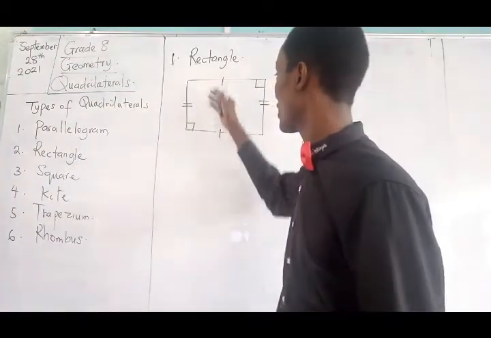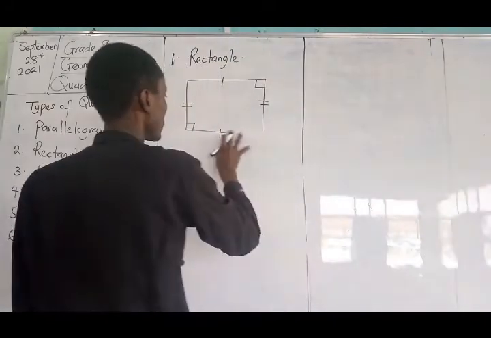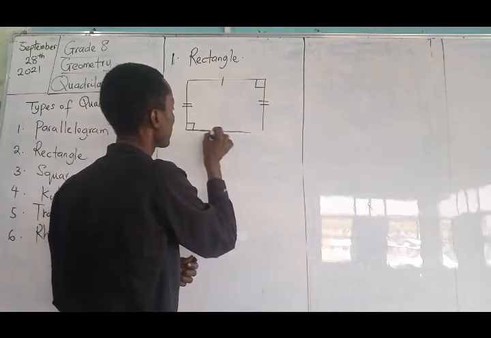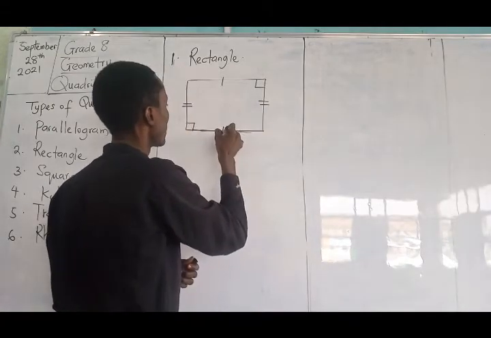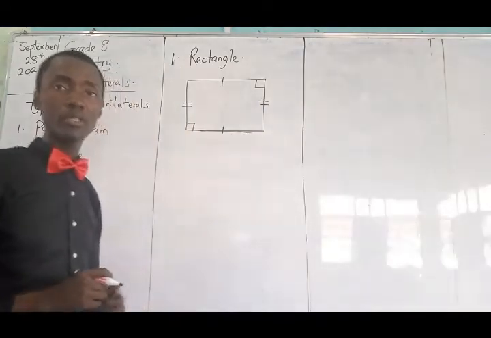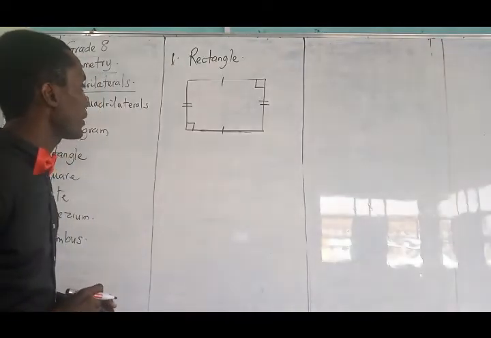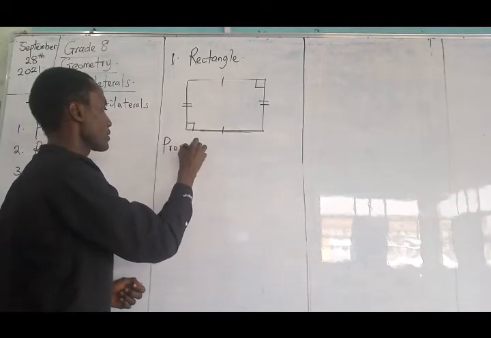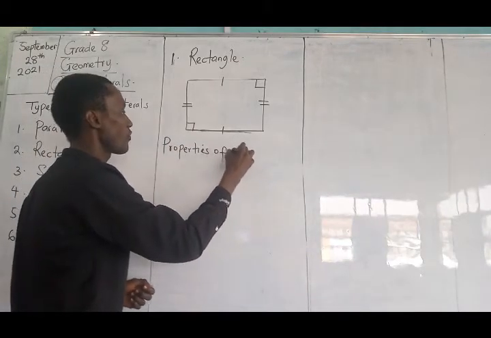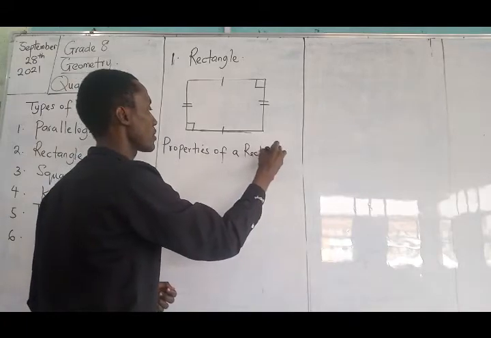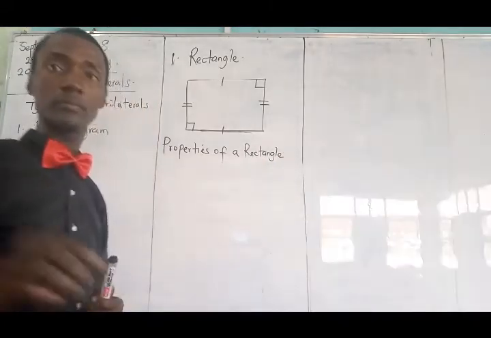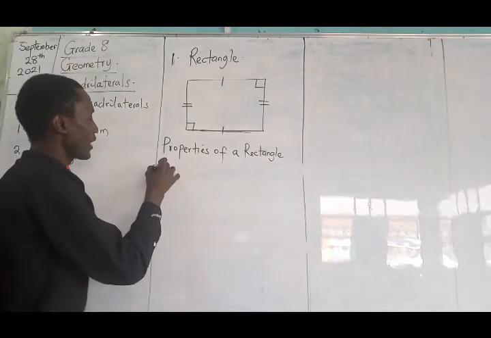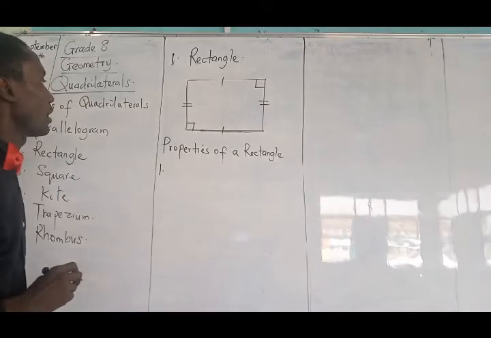So that's what we have on the board. This is a rectangle. Let's have it properly drawn. Okay, so that's the rectangle on the board, and we will be trying to look at the properties of a rectangle. What are the properties of a rectangle? We'll go back and look at what we can remember.